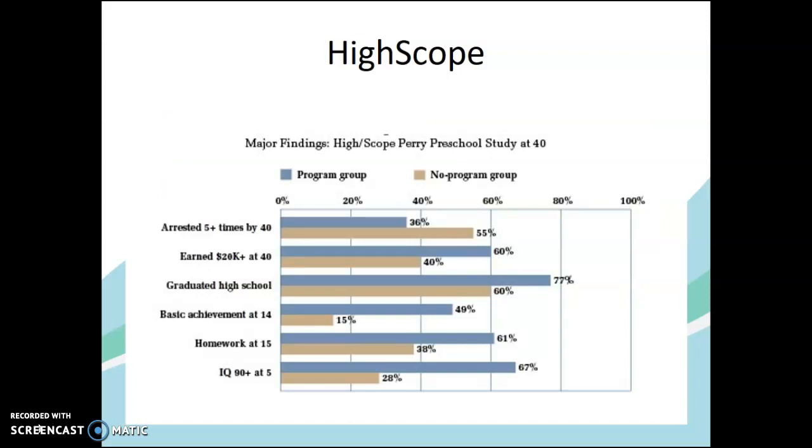Oh, here we go. This is what I was just telling you. The children that were in the group, you can see they were less likely to be arrested. You can see they were more likely to earn a higher wage, more likely to graduate high school, more likely to have a higher level of basic achievement in life, more likely to turn their homework in at age 15, and more likely to have a higher IQ. Some people think that IQ is fixed. I believe that IQ is a matter of nature and nurture. And so there you can see the benefits of a high quality early learning program and its return on investment.